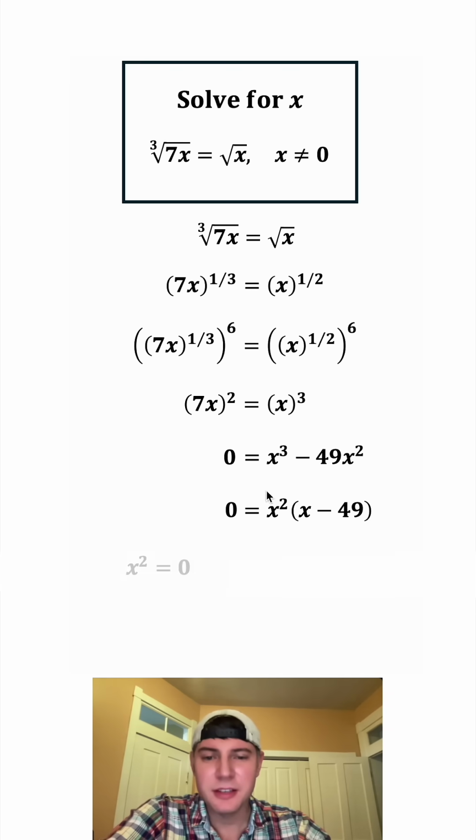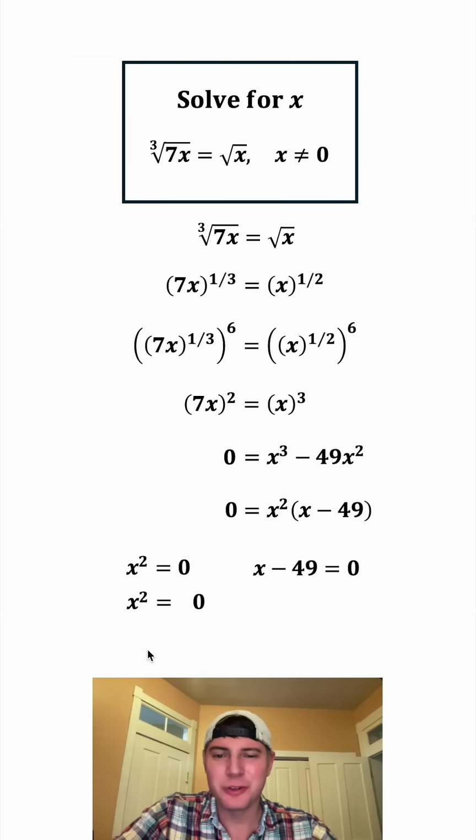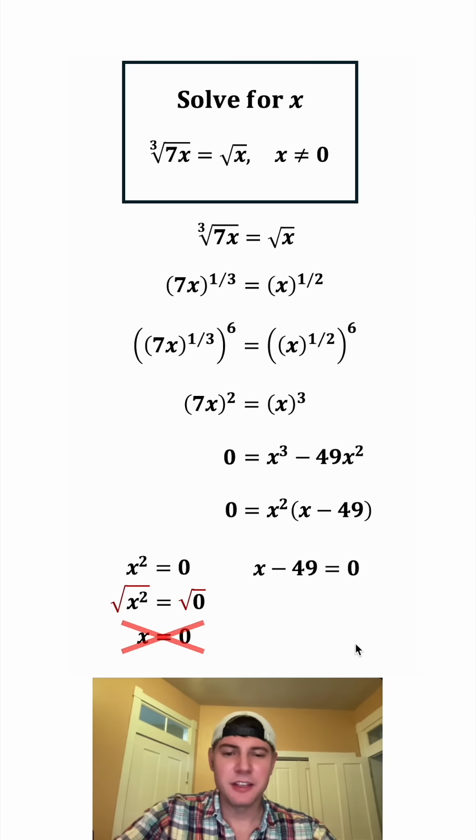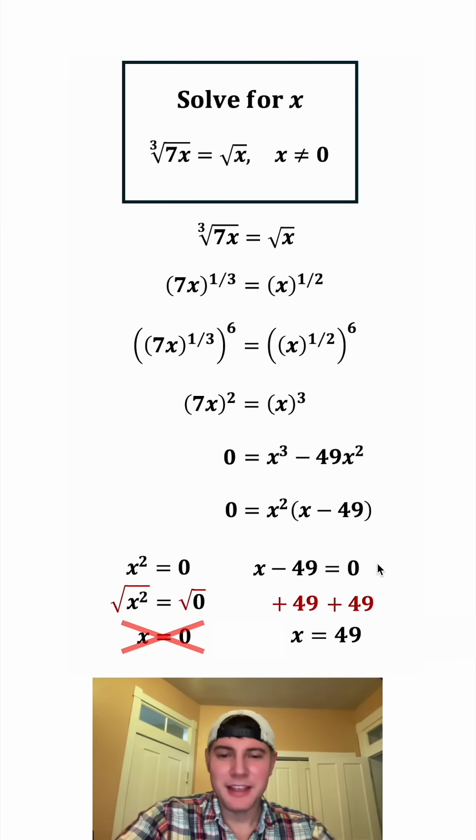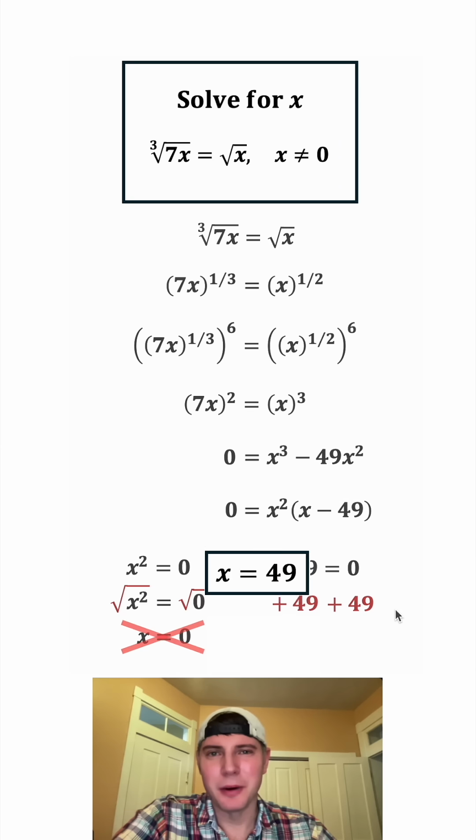That means either this equals 0 or this equals 0. For this one on the left, if we square root both sides, we end up with x equals 0. And up here we were told x cannot equal 0, so this is not a valid solution. And then on this one, if we add 49 to both sides, we end up with x equals 49. And this is the answer to our question. Let's put a box around it.